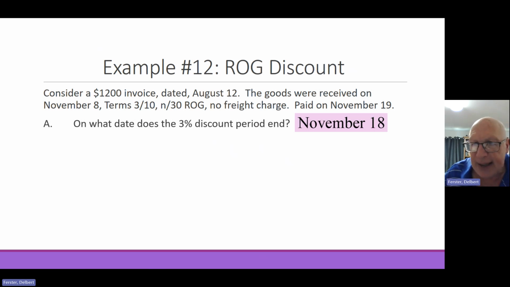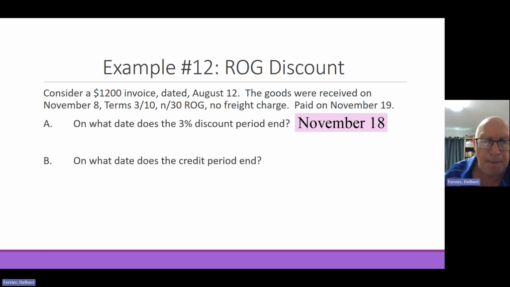And you look right above, it says, hey, we're going to pay on November 19th. So we're going to miss out. We are, in fact, going to have to pay the full invoice price. When's the drop dead due date on this?